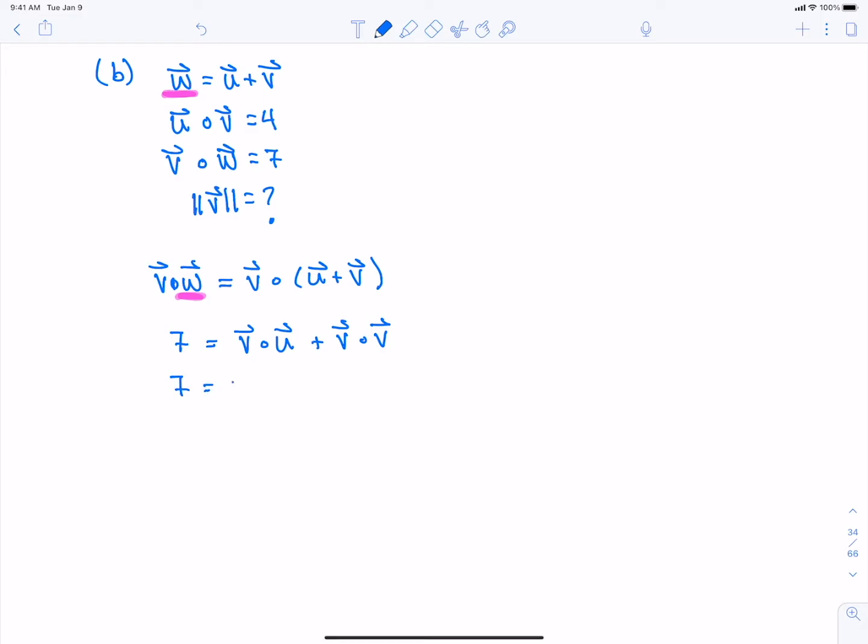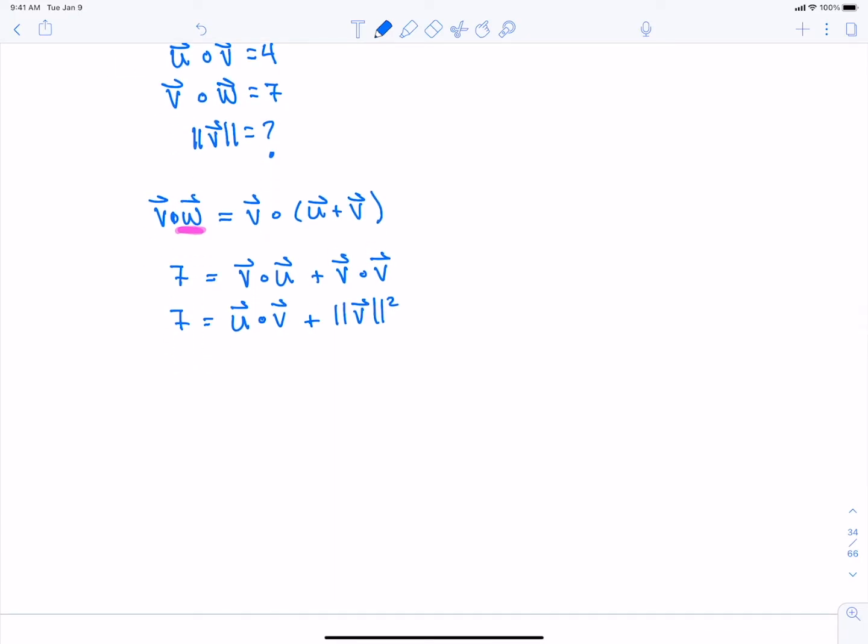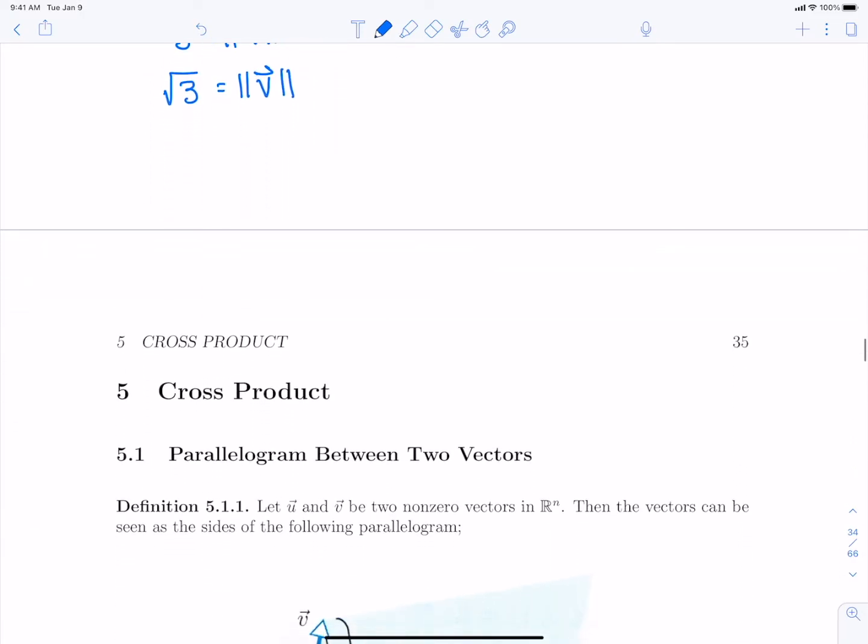And remember, the dot products are commutative, so I can switch that around. And when you take a dot product with yourself, that just becomes the magnitude squared. Now, we have from the information above that u dot v is equal to 4. So we're able to fill that in as well. Now I can simplify that to say that 3 is equal to the magnitude squared. Remember, we're looking for the magnitude. Well, I can just take the square root, and then I'm left with my magnitude of v. So that's just some ways we can apply these theorems.